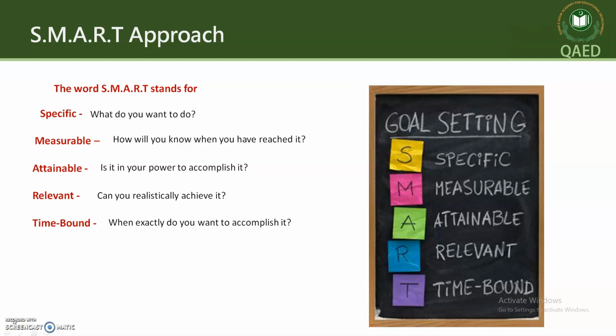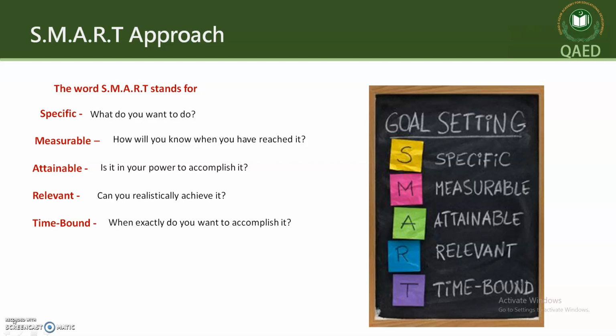And the third one is attainable. It is in your power to accomplish it. And the fourth one is relevant. Can you realistically achieve your goal? And the last one is time bounded. When exactly do you want to accomplish it? You must focus on your time period, when you complete your task or your goal.